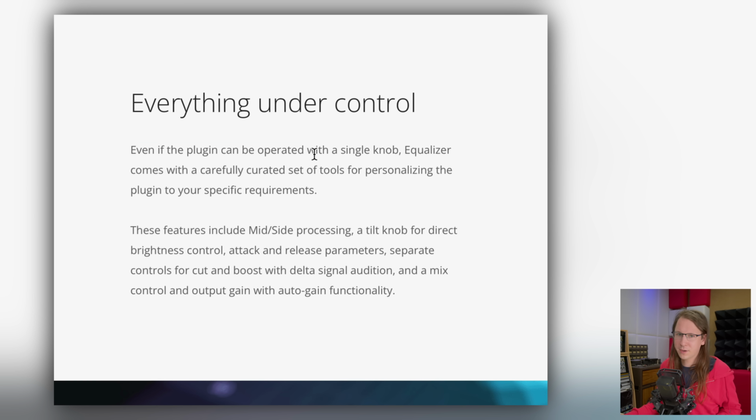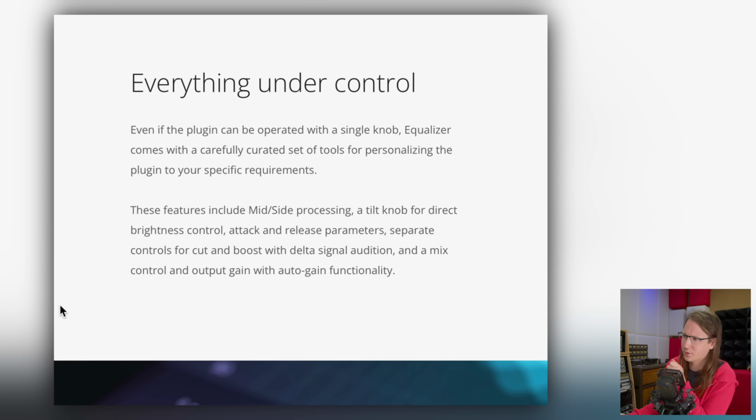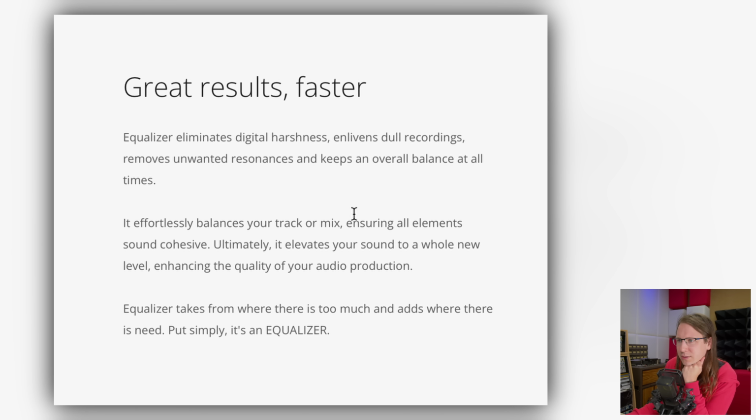Even if the plugin can be operated with a single knob, Equalizer comes with a carefully curated set of tools so that you can personalize it, which is very important. One knob is great, but giving some control to the user is even better. These features include mid-side processing, a tilt knob, attack, release. Okay, yeah, because of course it's basically compressor-ish. It's a dynamic. Great results, faster. Eliminates digital harshness.